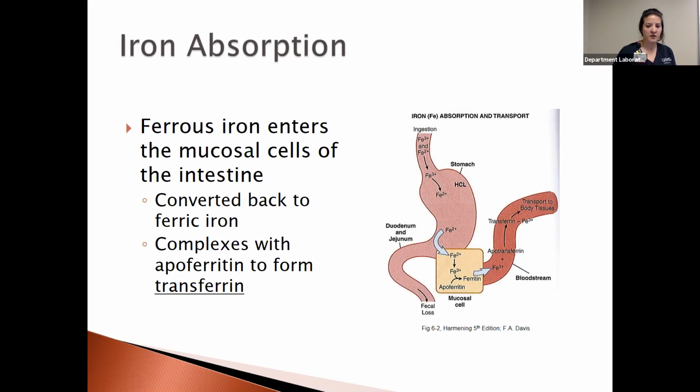All right, so this is just another schematic where iron is in the stomach. It's going to be absorbed in the intestines. It's actually going to bind with apoferritin. When iron binds with apoferritin, it is called transferrin. Actually, when iron binds with apoferritin, it's called ferritin. Transferrin is our carrier protein. It will transport iron through the plasma.